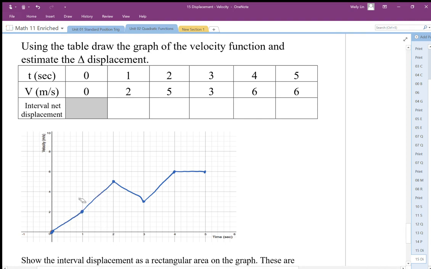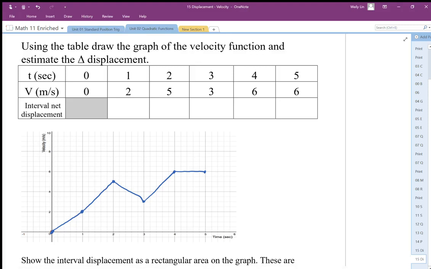Now, we don't know that this went between these 2 points in a straight line. It could have gone like that. We don't know, right? So the area would change depending on how it went between the 2 points. However, we're going to make an assumption that it went like that, and we're just going to use the average because this is going to be our best guess.